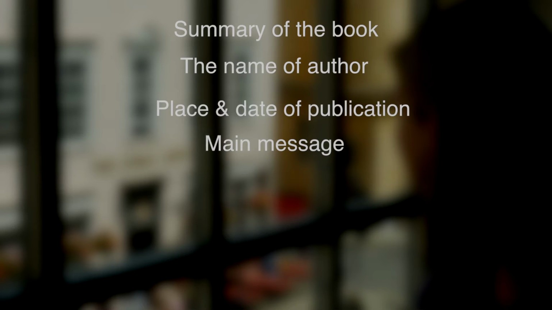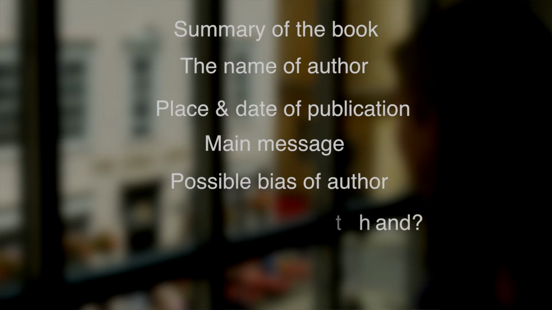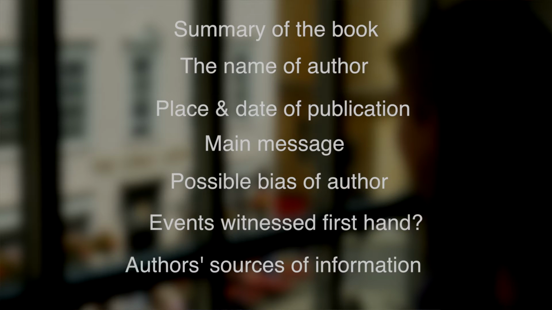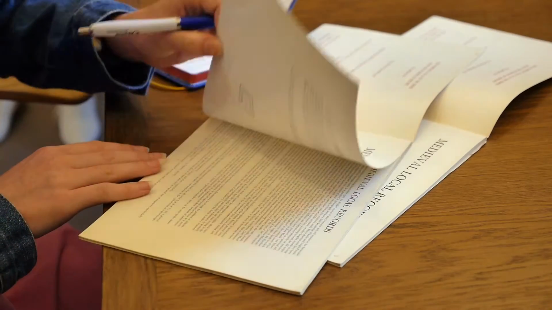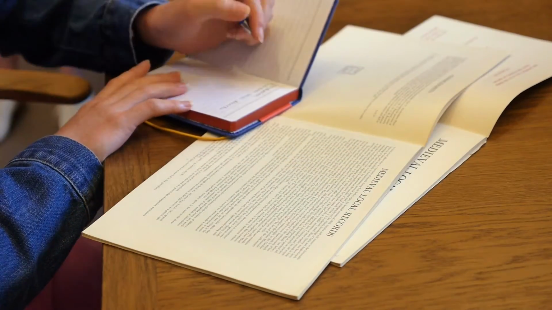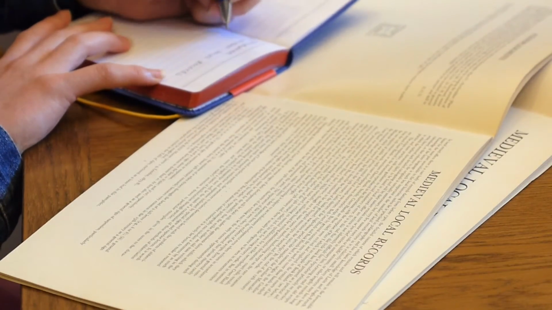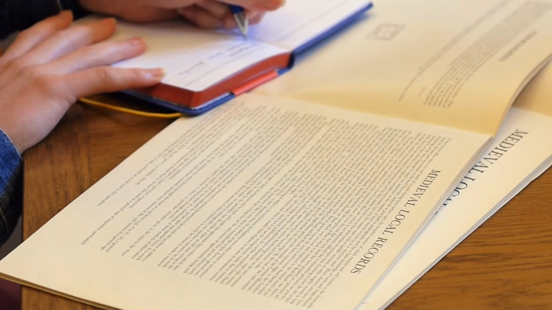One page should contain a summary of the book, including the name of the author, the place and date of publication, its main message, and details of any bias the authors might have. Are they writing about events they have witnessed firsthand? What sources of information were available to them? And so on. Do keep quotable extracts, but remember to mark who said them and where so that they can be referenced in your work, avoiding plagiarism.